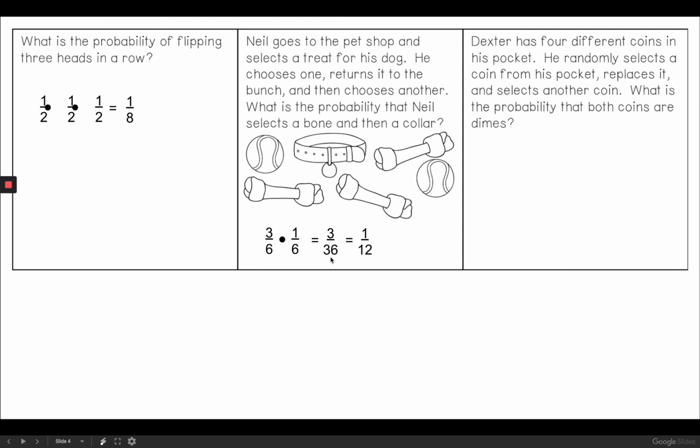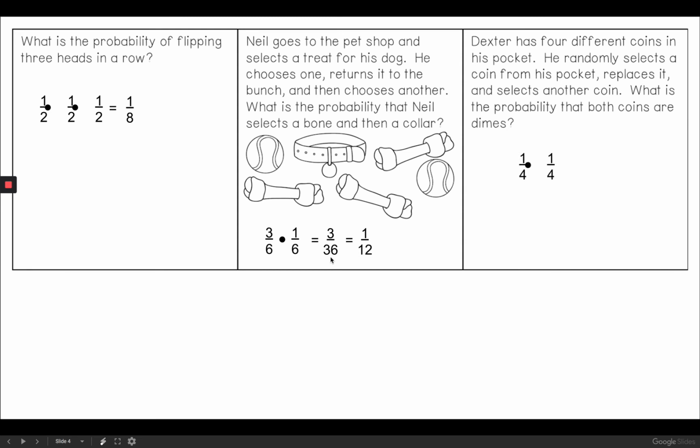Next question. Dexter has 4 different coins in his pocket. He randomly selects a coin from his pocket, replaces it, and then selects another coin. What is the probability that both coins are dimes? Well, it says he has 4 different coins in his pocket. So if he has 4 different coins, that means he has a 1 in 4 chance of getting the dime.